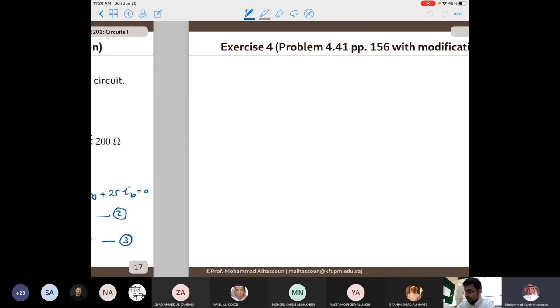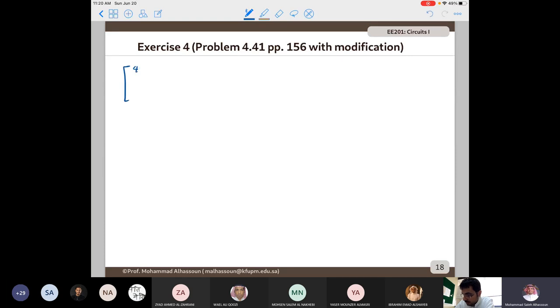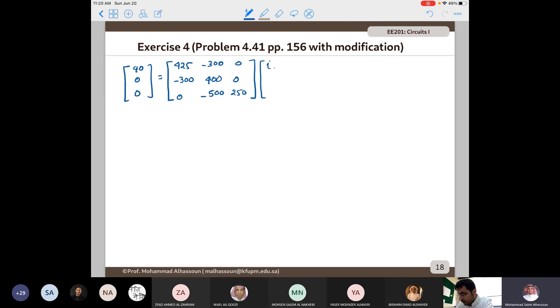So now I have three equations, three unknowns. I can construct the matrix: 40, 0, 0, 425, minus 300, 0, with unknowns IA, IB, and IC. If I solve for it, I get IA equals 2.2 amperes, IB equals 2.15 amperes, IC equals 2.3 amperes.